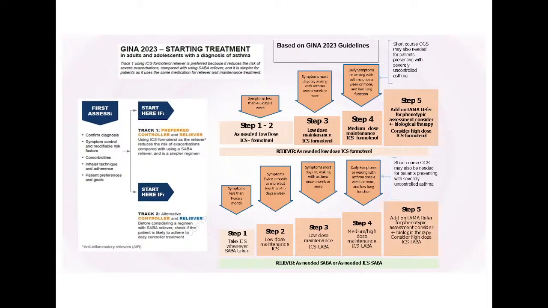Starting treatment: assess, confirm the diagnosis, symptom control, comorbid conditions, this is the same thing we are discussing again. And then Track 1. Track 1 is the preferred controller, we have to look for that, and if we have an alternative option, then we can go for Track 2. So if symptoms are less than 4 to 5 days in a week, then Step 1, that is as-needed low dose inhaled corticosteroid plus formoterol. Budesonide plus formoterol combination you can use as needed, as required, like in intermittent conditions.